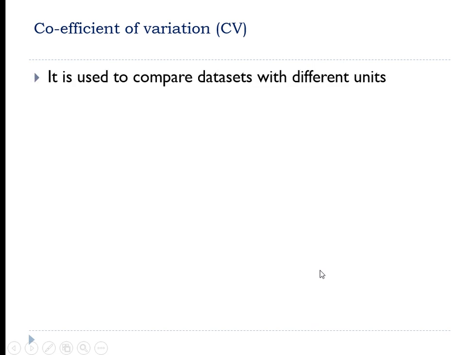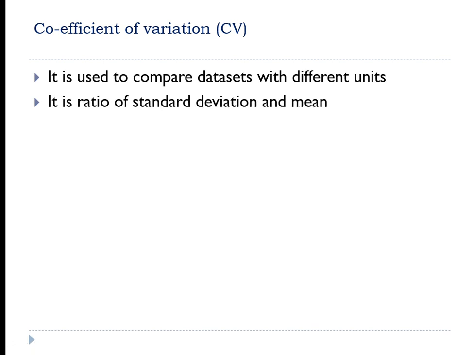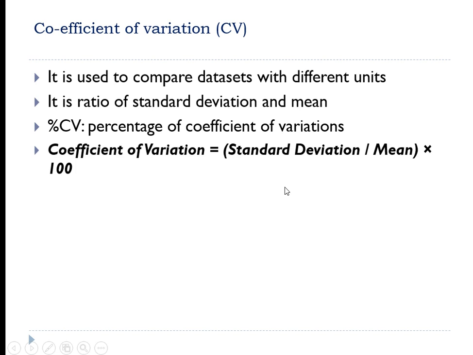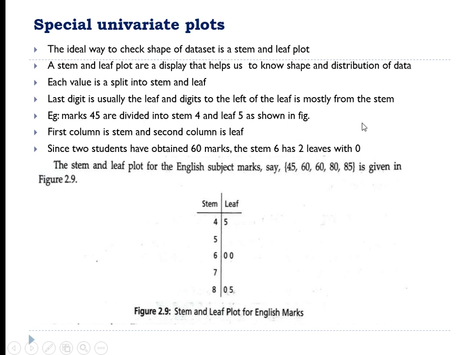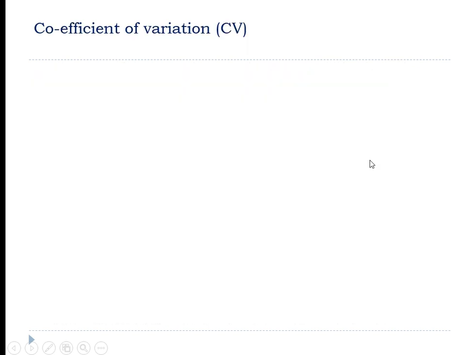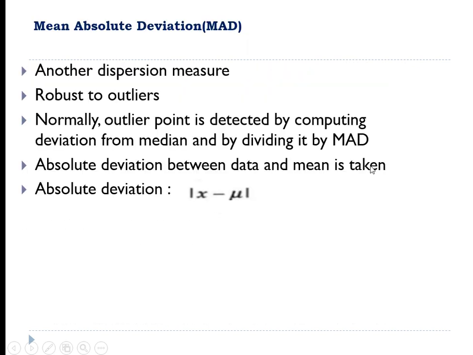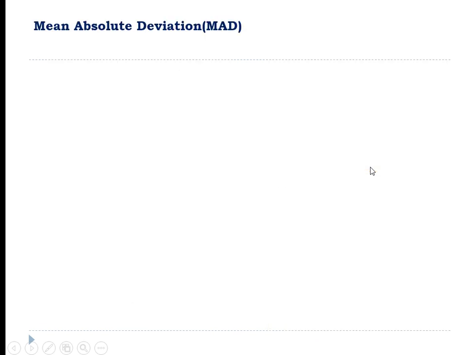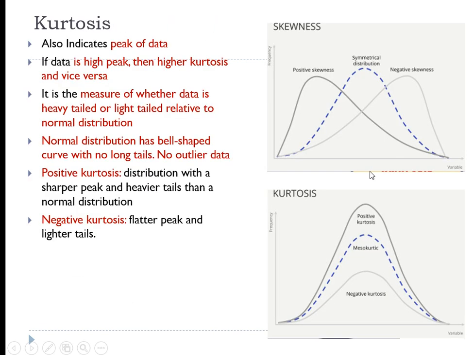Next, coming to the coefficient of variation. Now this is a very important parameter which is normally used to compare data sets with different units. So how do you calculate the coefficient of variation? Take the standard deviation divided by the mean, times 100. So that is nothing but the coefficient of variation. Now this is a very important measure when you want to compare data sets with different units. So that was it for today's session. Today's session was a quick revision of kurtosis, skewness, mean absolute deviation and coefficient of variation.